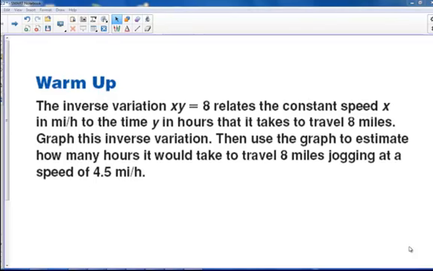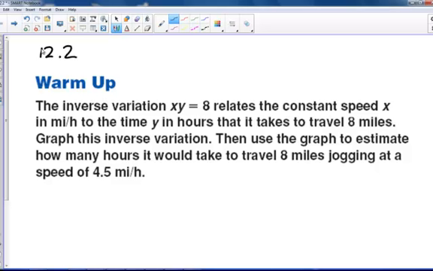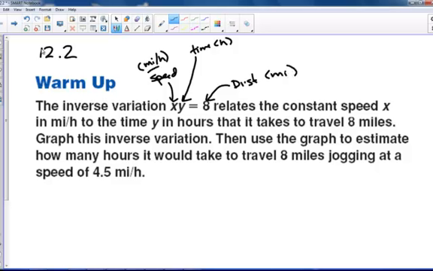Alright, we're going to continue with Chapter 12, Section 2. And our warm-up is a problem like yesterday. It says the inverse variation x times y equals 8 is the speed in miles per hour times the time in hours. So speed times time equals distance. And that would be in miles, because a mile per hour times an hour is a mile.